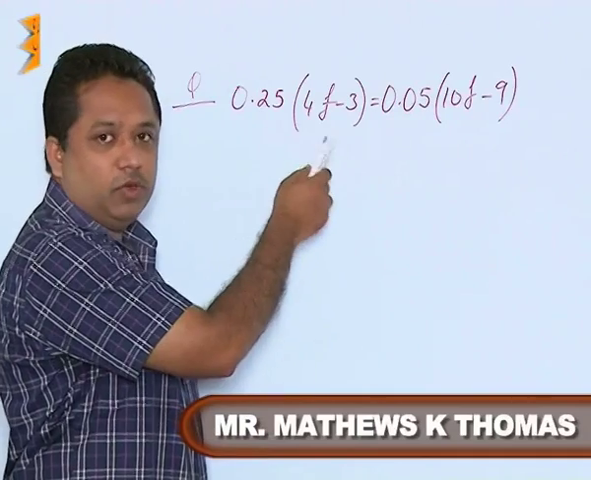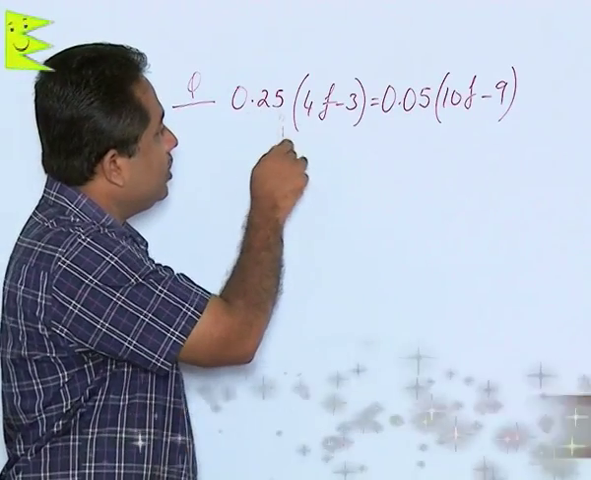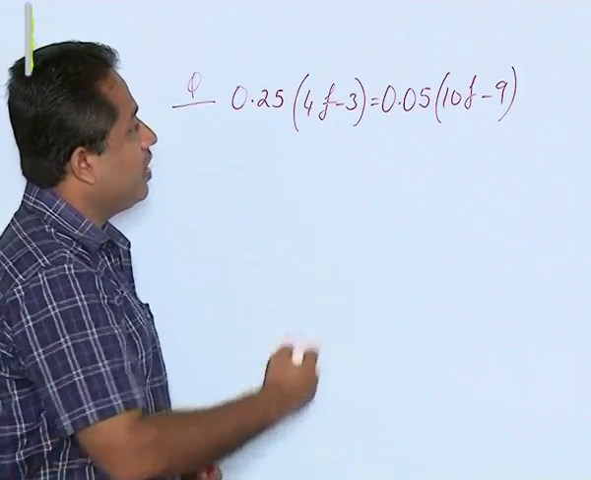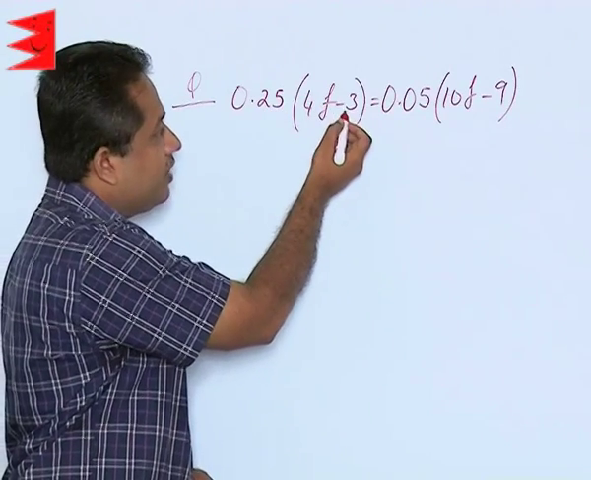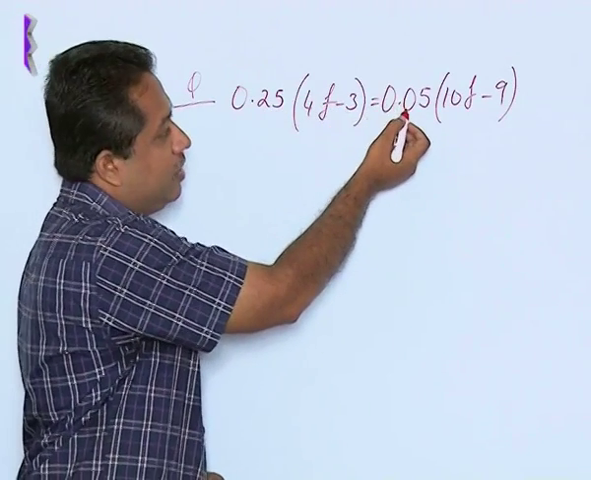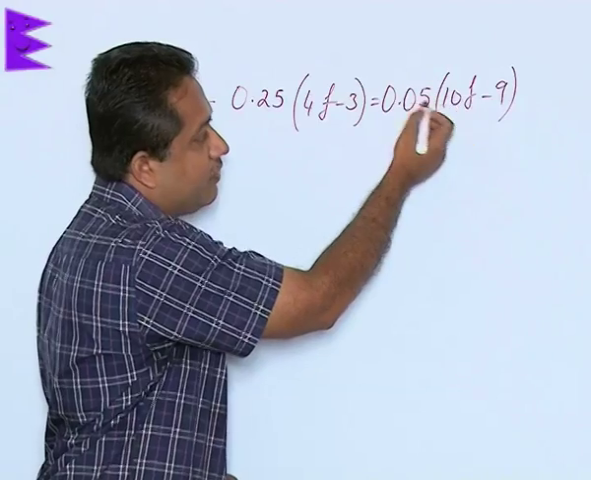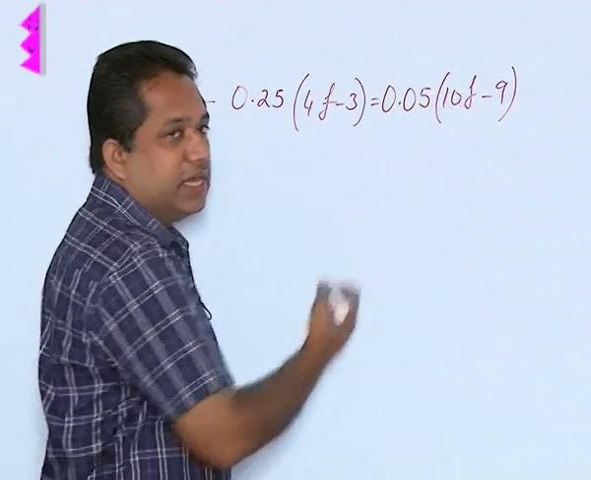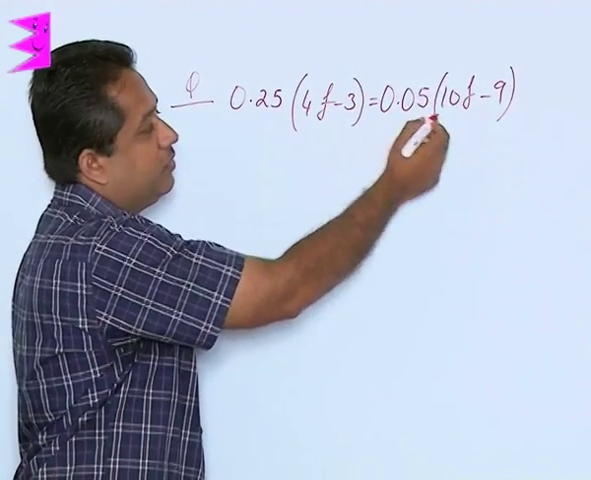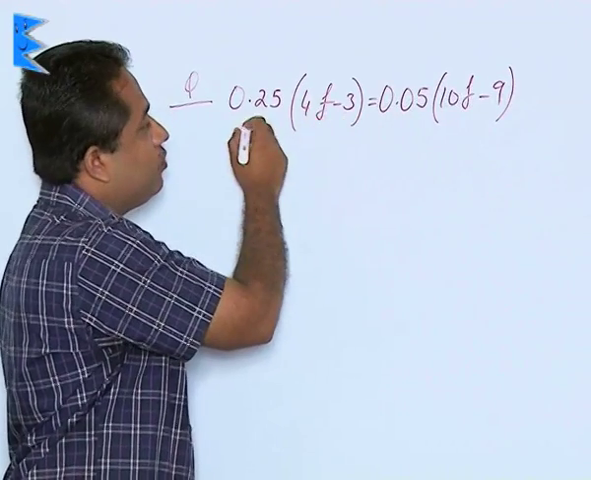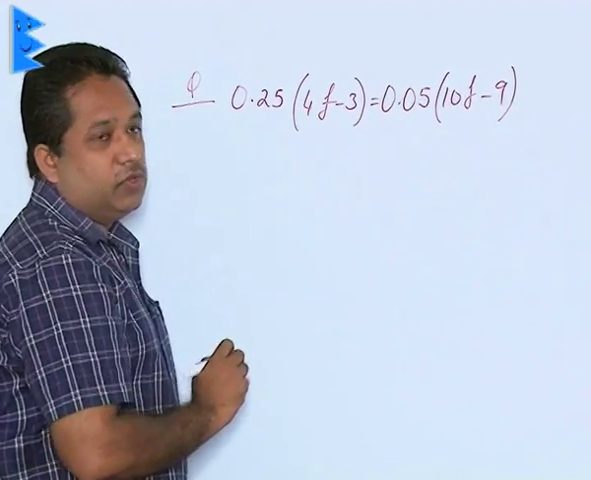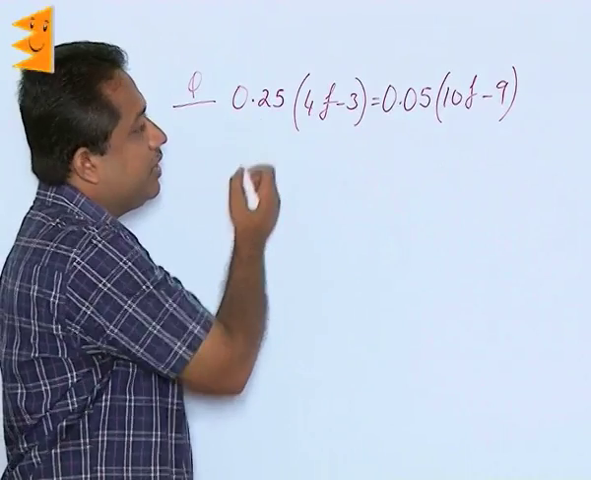The brackets have to be opened. So, multiply 0.25 into 4f, then multiply 0.25 with minus 3, then multiply 0.05 with 10f and 0.05 with minus 9. The signs are very important here. You will have to do the correct multiplication. So, let us look at this step by step.